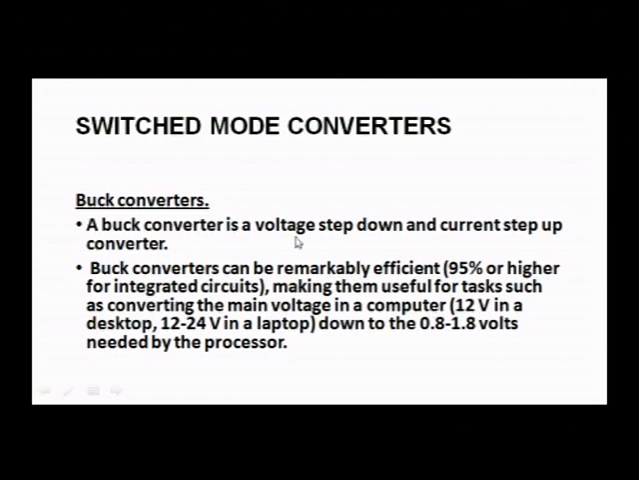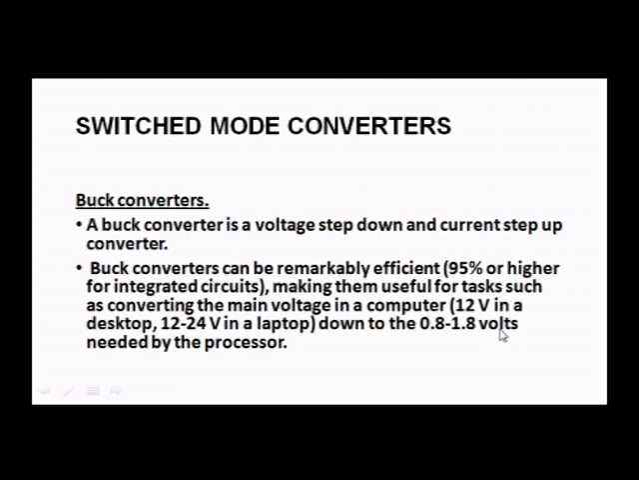A buck converter is a voltage step down, or at the same time, current step up converter. Voltage is stepped down, and current is stepped up to maintain the input and output power constant. They are remarkably efficient, 95% or higher, because they are used in ICs. They are very useful in tasks such as converting the main voltage in a computer. Computer voltages may be 12 volts DC in a desktop, 12 to 24 volts in a laptop, but the processor requires only 0.8 to 1.8 volts.